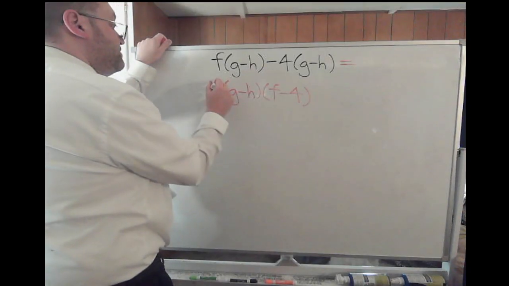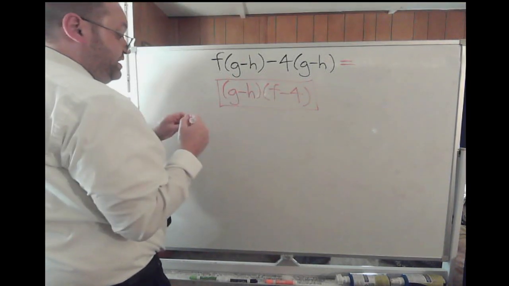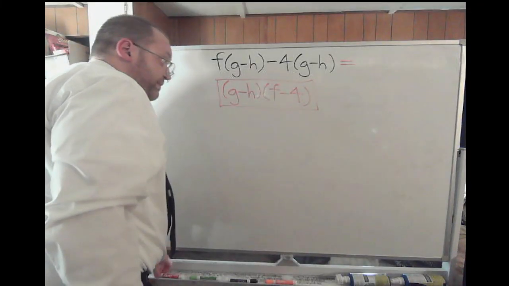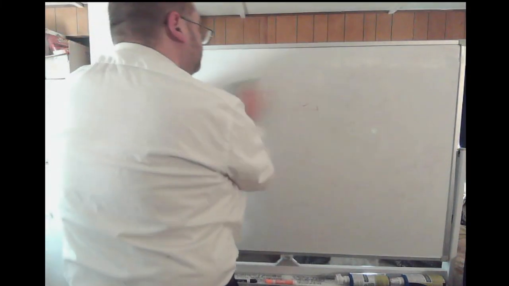So the two factors of this problem would be the quantity of g minus h times the quantity of f minus 4. So far this is really straightforward.